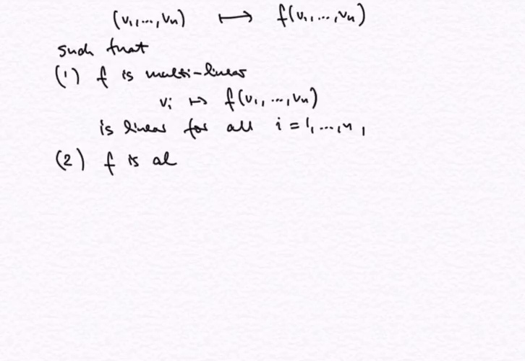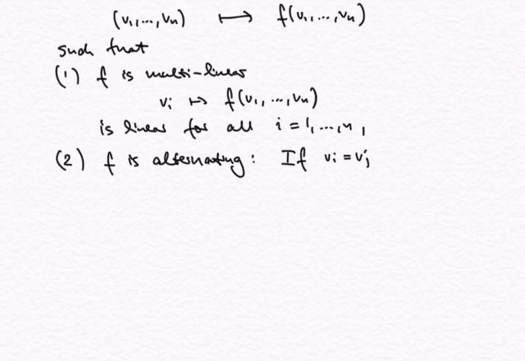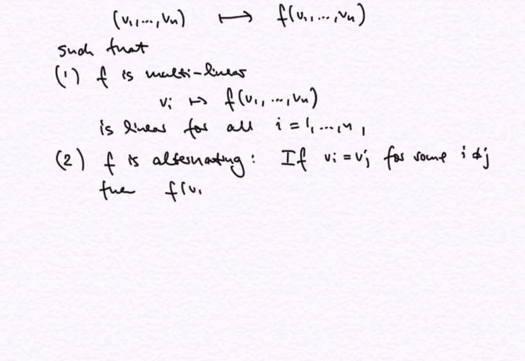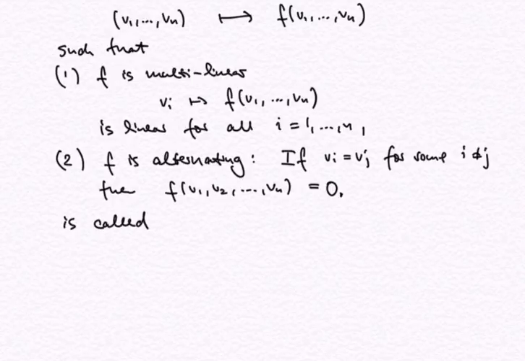Two, f is alternating. What is this? If I have a repeated vector, very simple, in the set of vectors, so one of my v1 through vn is actually just a repetition of another one in the same set, then the function value is zero. That's it. So let's write this down. If vi is equal to vj, for some pair i and j which are not the same, then f of v1, v2 through vn is equal to zero. Such a form is called an alternating multilinear form.